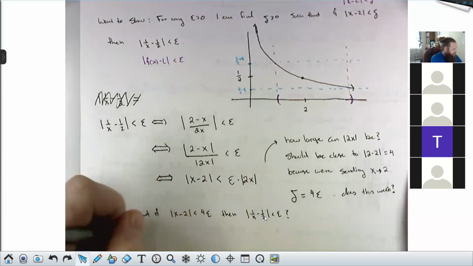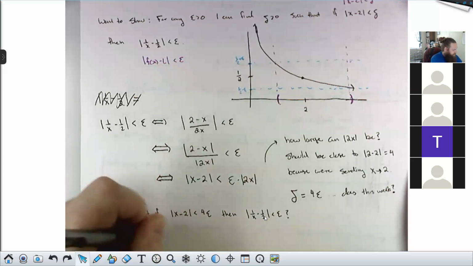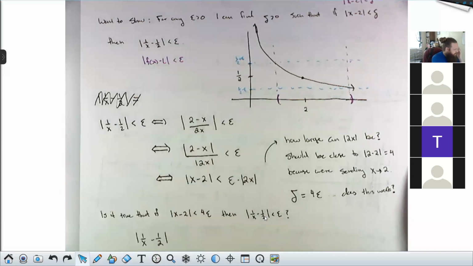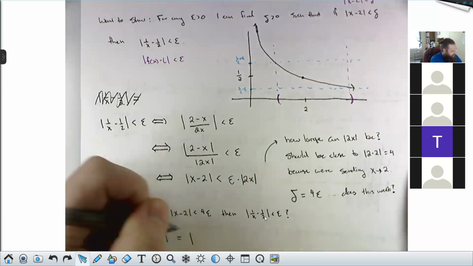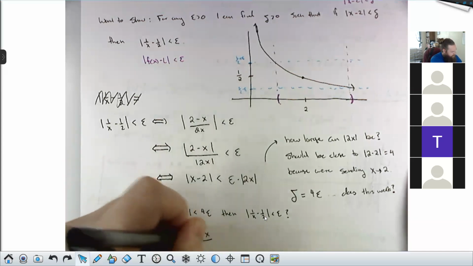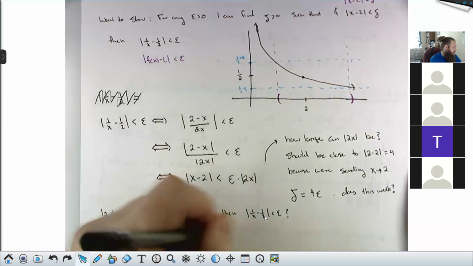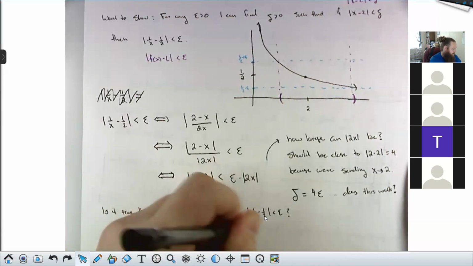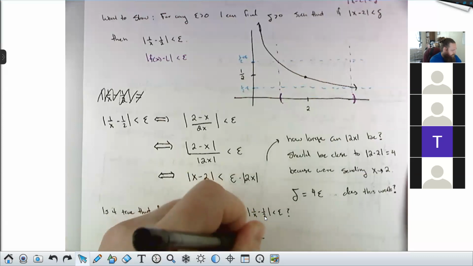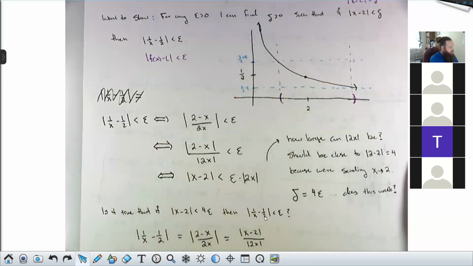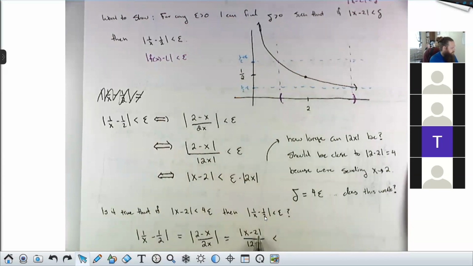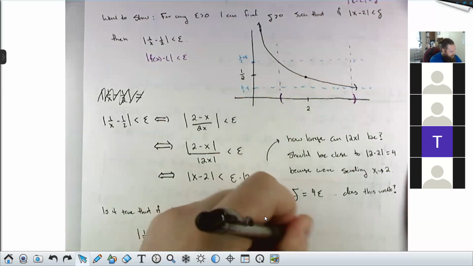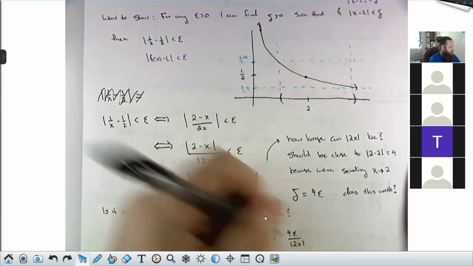Well, the absolute value of 1 over x minus 1/2 is indeed equal to the absolute value of (2 minus x) over 2x. And that is equal to the absolute value of x minus 2 over the absolute value of 2x. So this would be smaller than 4 epsilon over the absolute value of 2x.